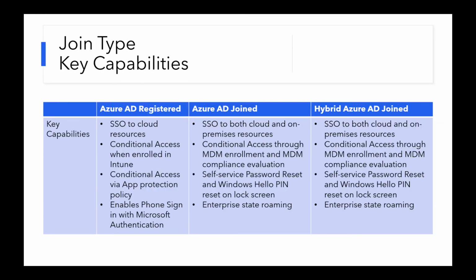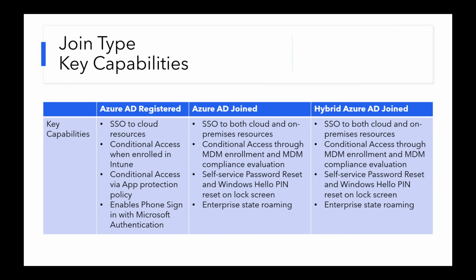Next, we'll take a look at the key capabilities for the different join types. Starting again with Azure AD registered devices, this scenario supports SSO to cloud resources, conditional access when enrolled in Intune, conditional access via app protection policies, and enables phone sign-in with Microsoft Authenticator.